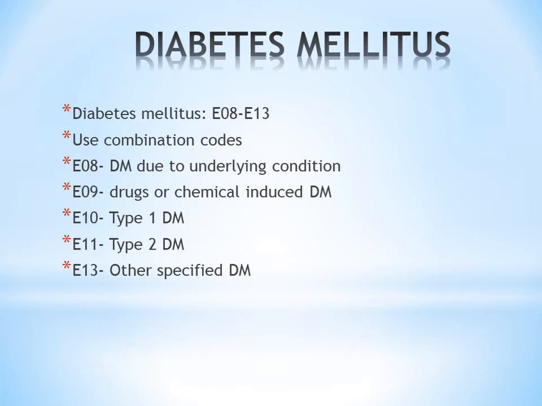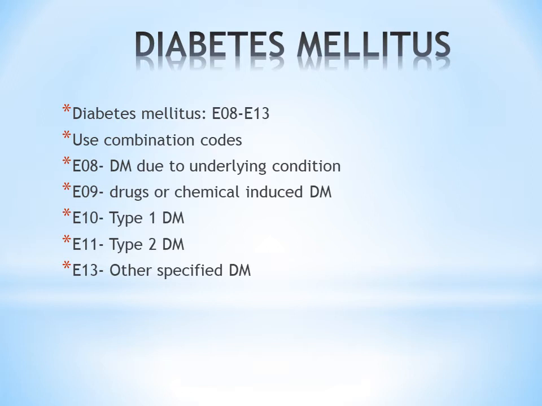In this chapter we have guidelines only for one condition, that is diabetes mellitus. So what is diabetes mellitus? In very simple terms we can say it is the increase in blood sugar level. So diabetes is the increase in blood sugar level. The code range for diabetes is E08 to E13.